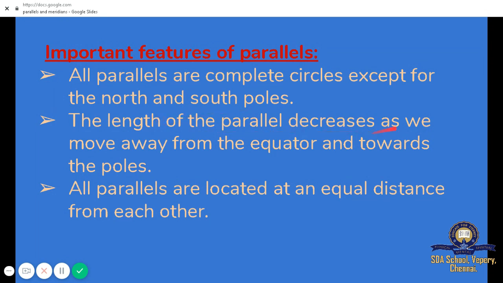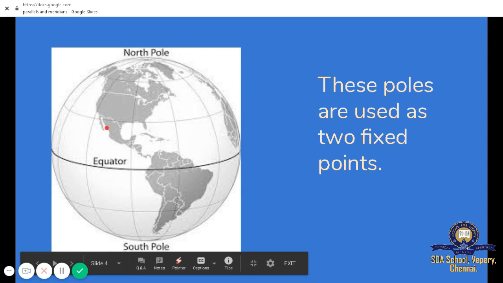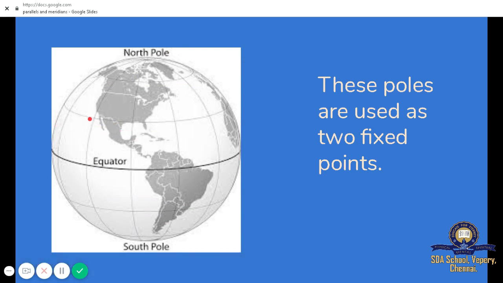Then the length of the parallel decreases as we move away from the equator and towards the pole. We can see that, right? This is the first parallel line and this is the second parallel line, and as we saw, the northern hemisphere has 90 parallel lines. In that picture, this is the first parallel line, and if it moves towards the North Pole, the length of the parallel lines decreases. Okay, these are the important features.